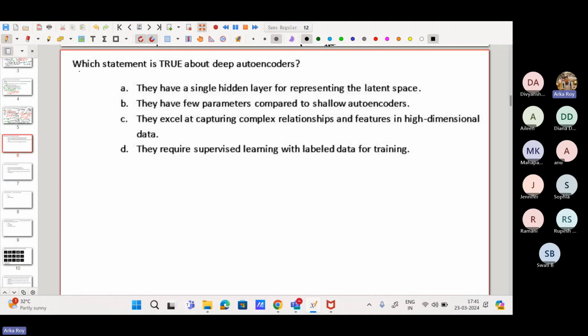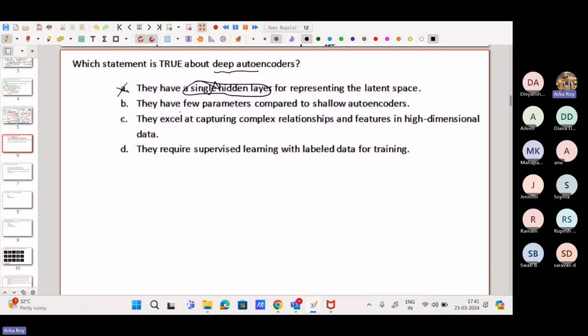The next question states: which statement is true about deep autoencoders? Let us scan through the options. Option A states that they have a single hidden layer for representing the latent space. This is not true. You can have multiple hidden layers; that is why it is named a deep autoencoder. In a deep autoencoder, obviously you will have several encoder layers and decoder layers to encode the input representation. So a single hidden layer is incorrect, and option A is nullified.